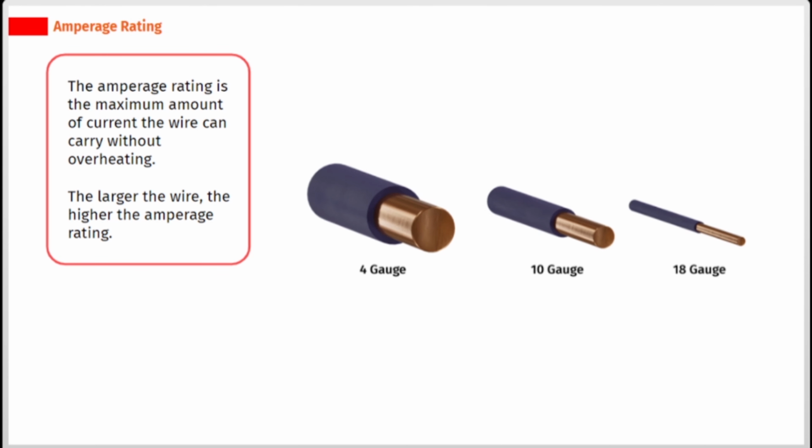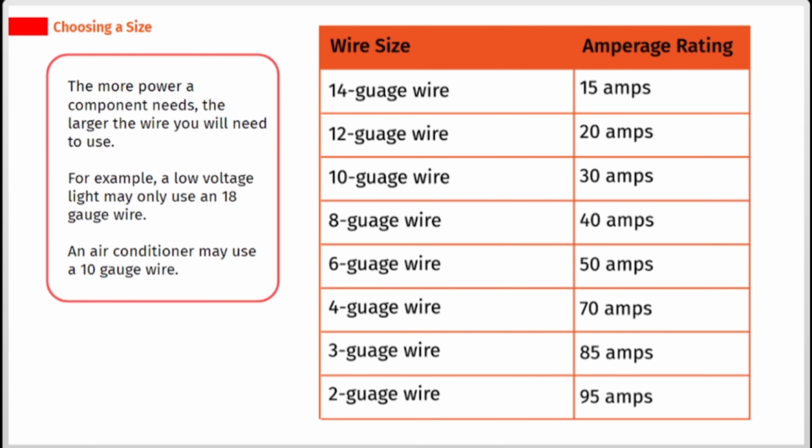The amperage rating is the maximum amount of current the wire can carry without overheating. The larger the wire, the higher the amperage rating. The more power a component needs, the larger the wire you will need to use. For example, a low-voltage light may only use an 18-gauge wire. An air conditioner may use a 10-gauge wire.